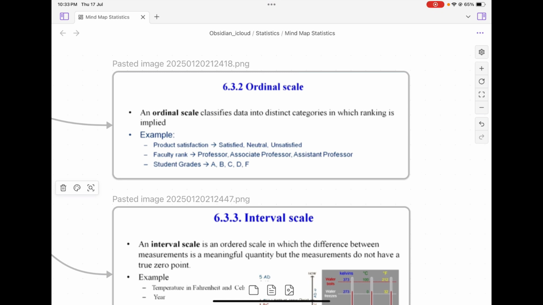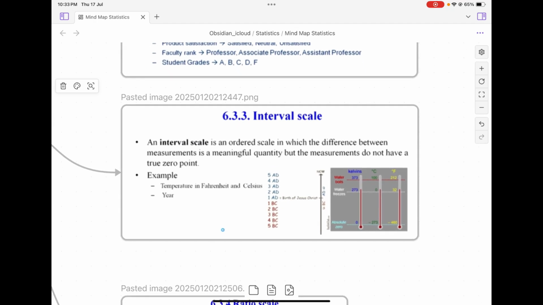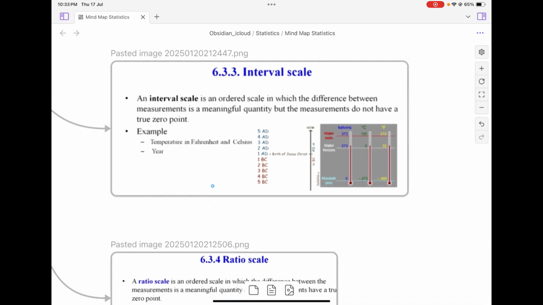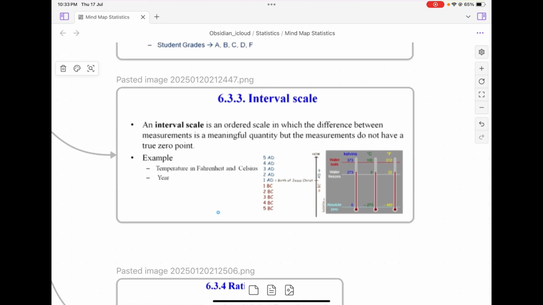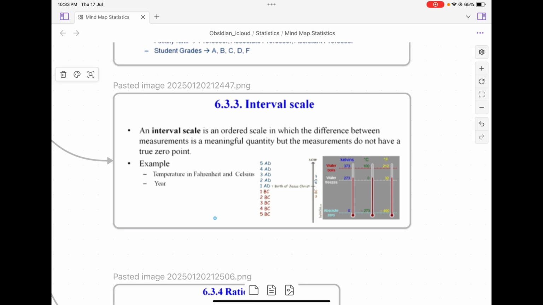So all that type of data falls under the category of ordinal data. Now comes the interval scale. Okay, so let us see. Interval scale and ratio scale are the two types of data that are very useful for a data science student, engineer, or data engineer. So let us see what an interval scale is.